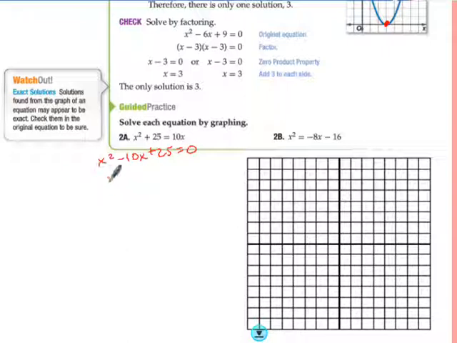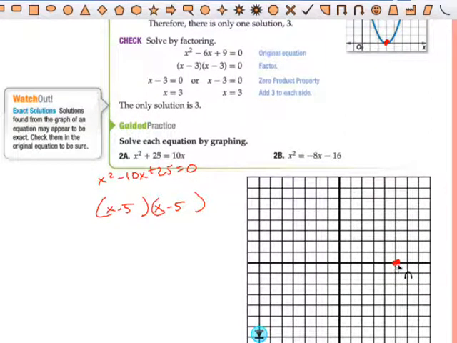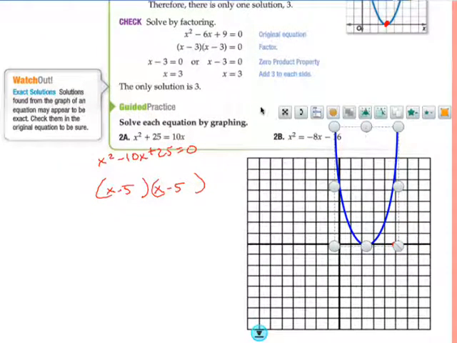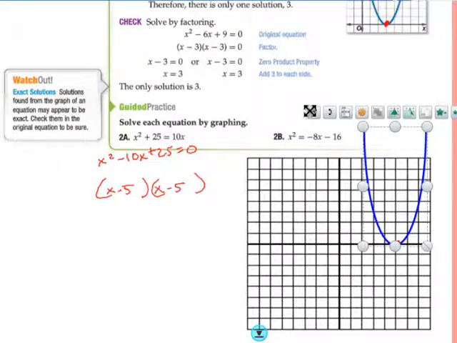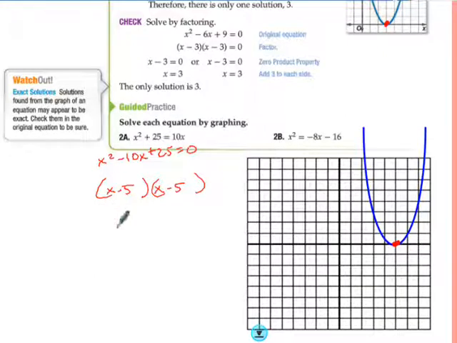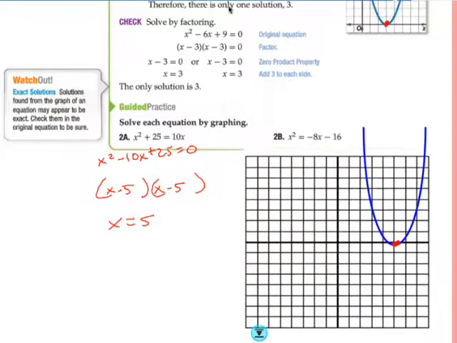The opposite of b over 2a is going to be 5. If we factor this equation, I know I'm going to get x minus 5 times x minus 5. And so I'll go over here to 5, and I know that the parabola is there, something like that. I know it's opening up, so it looks something like this. Exactly what it looks like doesn't matter because we're looking for where it intercepts the x-axis, and it's right there on the 5. So x equals 5. Okay. Same thing for this second one.